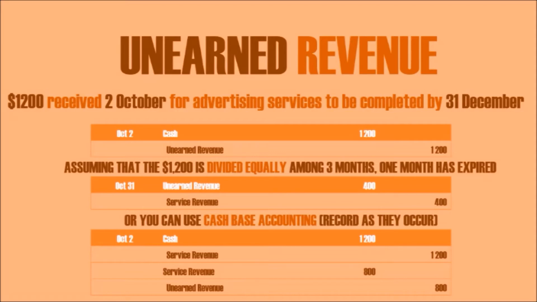That means by the end of the first month, only 1/3 of the cash received is actually being performed for. Thus, we would debit our unearned revenue account by 1/3 of the amount that had been paid, while we can now recognize our service revenue by crediting our service revenue account by the same amount. This event can also be recorded alternatively using cash-based accounting.